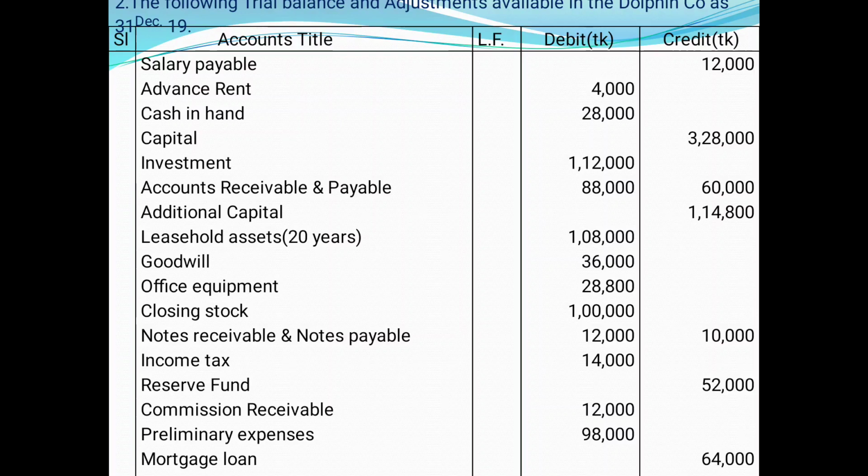Salary payable, credit taka 12,000, advance rent taka 4,000, and cash in hand taka 28,000, capital taka 3,28,000, investment taka 1,12,000, accounts receivable and payable 88,000 and 60,000, additional capital 1,14,800, leasehold assets 20 years taka 1,08,000, goodwill 36,000, office equipment 28,800, closing stock 1 lakh, notes receivable and notes payable 12,000, 10,000, income tax 14,000, reserve fund 52,000, commission receivable 12,000, preliminary expenses 98,000, mortgage loan 64,000. These are balances of ledger.